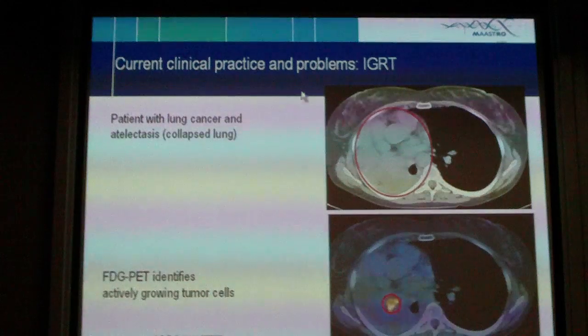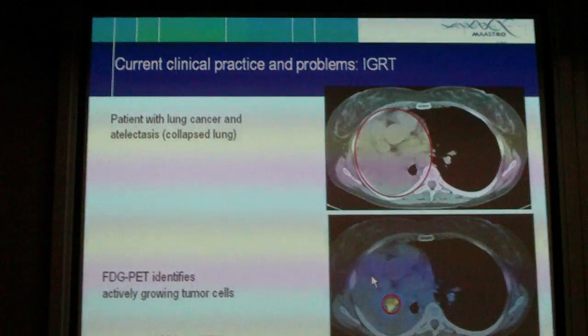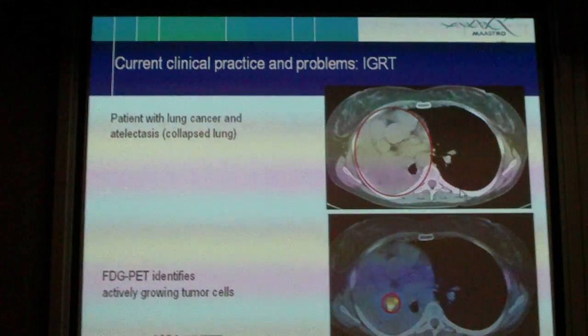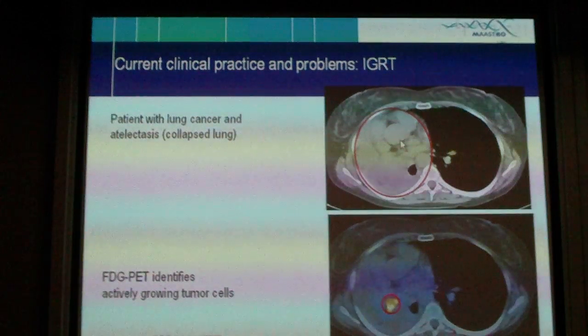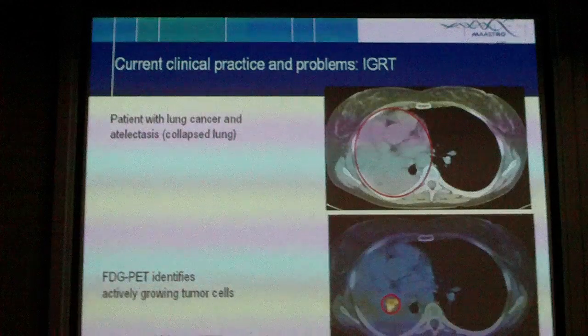So we need images, image-guided radiotherapy with PET. So this is now an example of PET, to identify the tumor inside, for example, a collapsed lung. Otherwise, if you have only CT information, you irradiate the whole lung. You irradiate this whole circle, which is not the correct way to go.